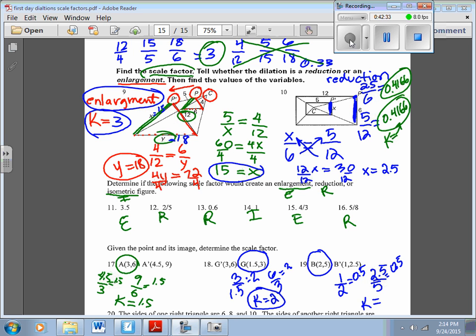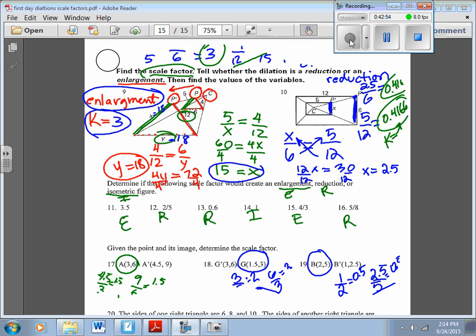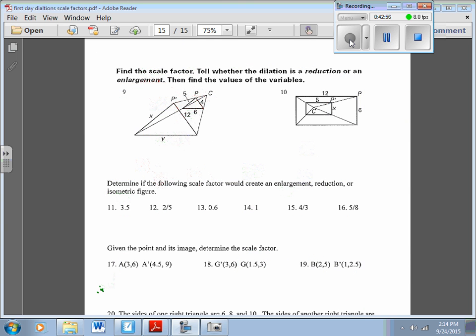So our scale factor then is k is equal to 0.5. You notice the number is less than 1, and less than 1 means that that's a reduction. Is everybody okay on how to do that part right there? Yeah? Okay. Go ahead and move over to the next part.